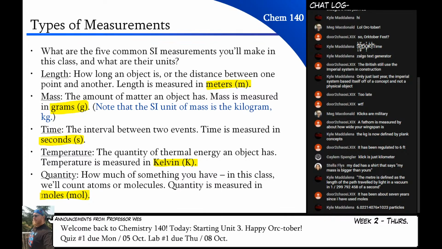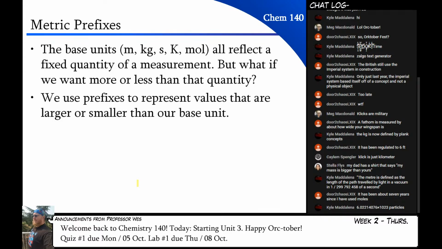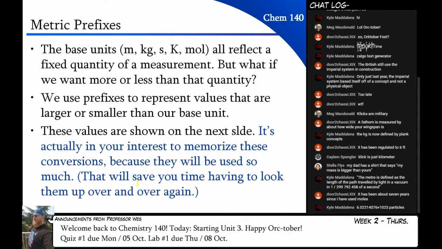If I wanted to measure my mass, grams would be kind of obnoxious because grams are too small. So kilograms would be more appropriate. If I wanted to measure how many moles of water are in the ocean, a mole is just too small of a quantity. So I could do gigamoles or something like that. So we're going to use prefixes to modify all of these measurements. And these prefixes are shown on the next slide.